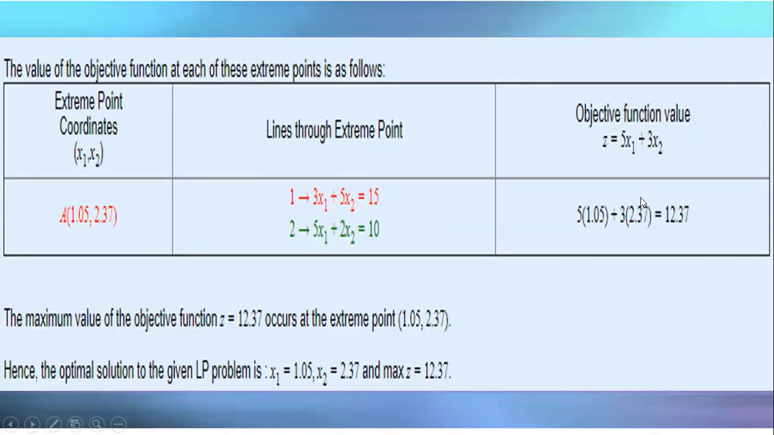Substitute in the objective function. The objective is to maximize the objective function. So substitute here, you will get 12.37, at the coordinates where x1 is 1.05 and x2 is 2.37.